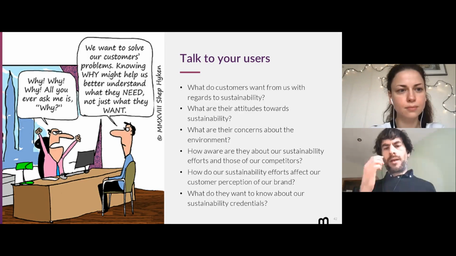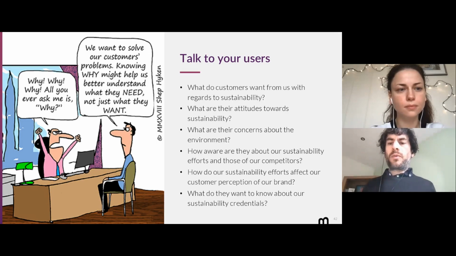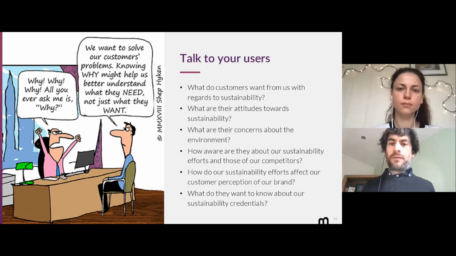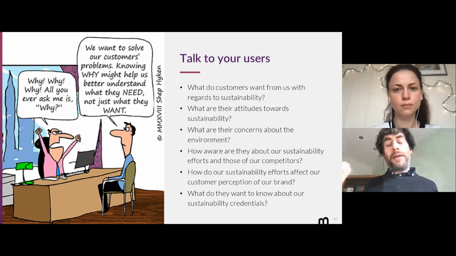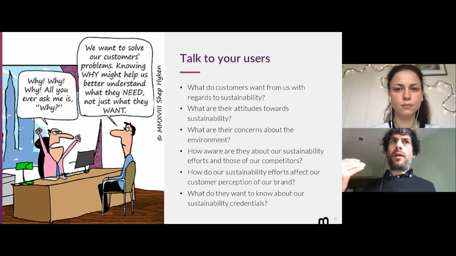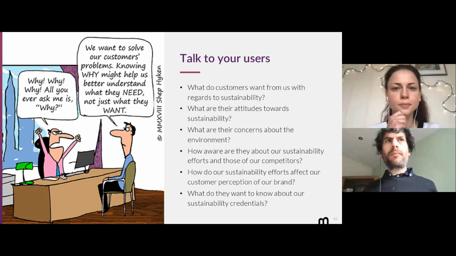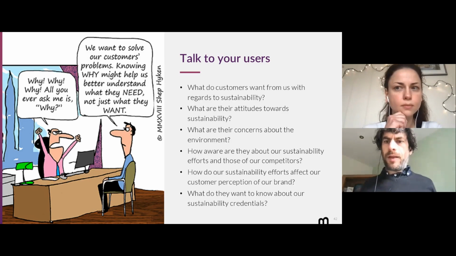So what you can do when you're starting to engage with users on this topic is ask them questions, or ask yourselves questions about, what do customers want from us with regards to sustainability? Obviously you're still going to be in the business of trying to deliver good user experiences to people through your products and services, but there's the opportunity now to think, okay, if we're going to start becoming this more sustainably led brand, what do we know about our customers in terms of what they want to know about sustainability?